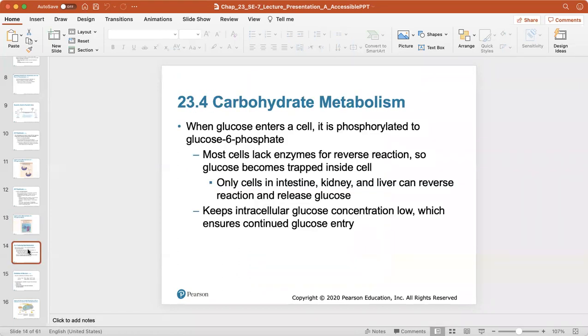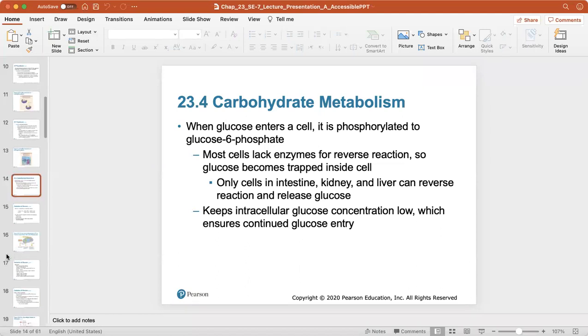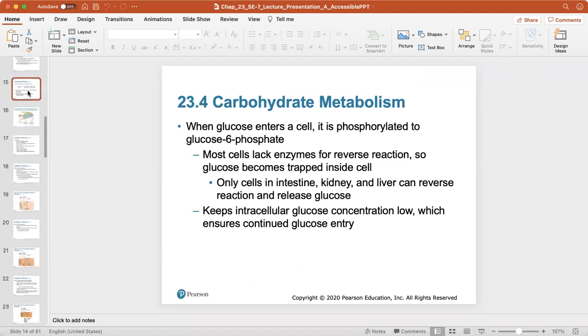Carbohydrate metabolism occurs when glucose enters a cell. It's phosphorylated to glucose 6-phosphate. Most cells lack the enzymes for the reverse reaction, so glucose becomes trapped inside the cell, and only cells in your intestine, kidney, and liver can reverse the reaction and release the glucose. This keeps your intracellular glucose concentration low, which ensures continued glucose entry.